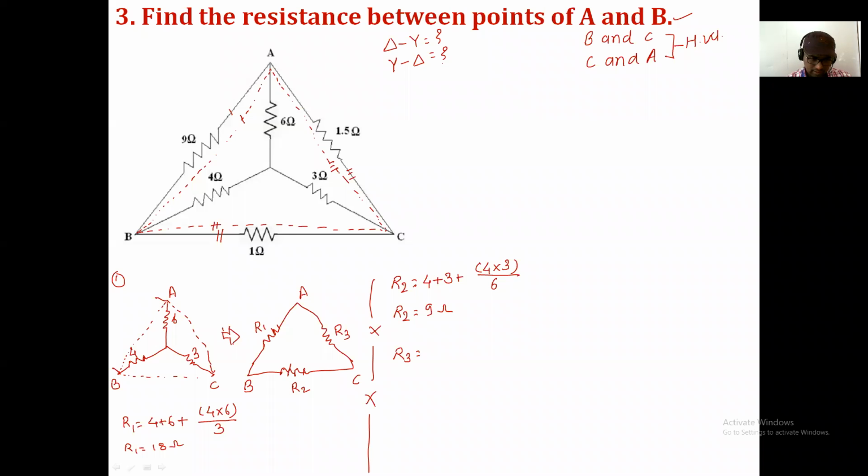Then R3 is equal to, now R3 is connected between which two terminals? A and C. Which two resistances are there between A and C? 6 and 3. Do that addition, 6 plus 3, and the product of the same two resistances, 6 multiplied by 3, divided by the third resistance, which is 4. So R3 is equal to 13.5. So that was our first step.